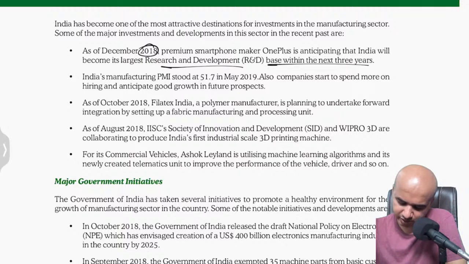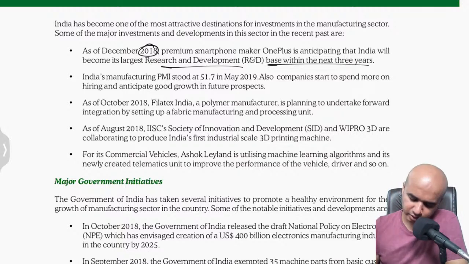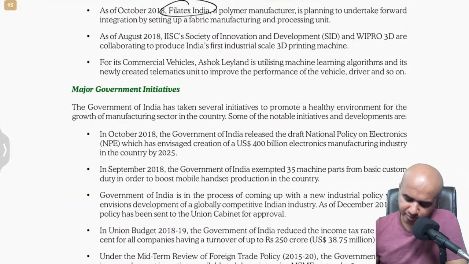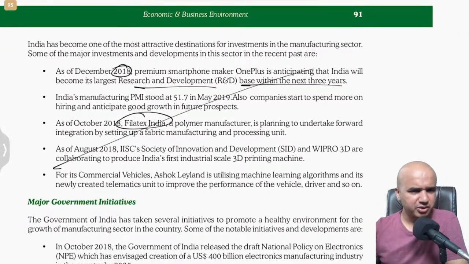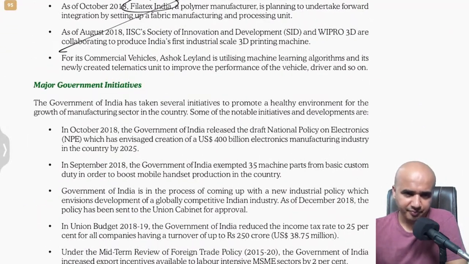Then what else? So then there is Philatex India. They also want to do something. Again, it's not something which they have done. It's all about future plans. Not very important. You can actually skip this entire part. Don't even bother reading that.